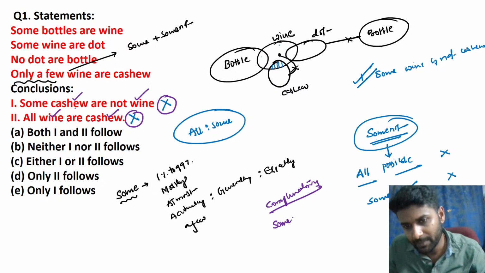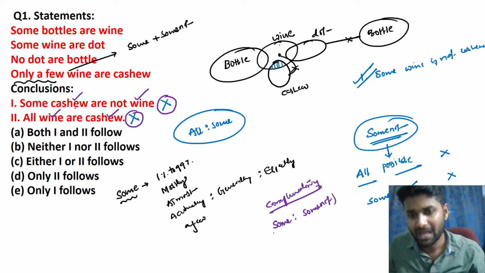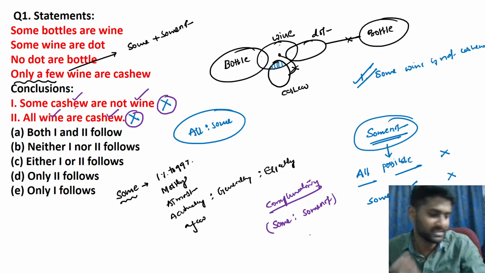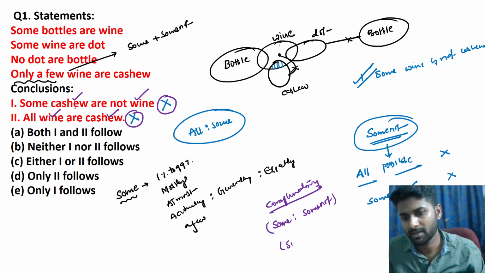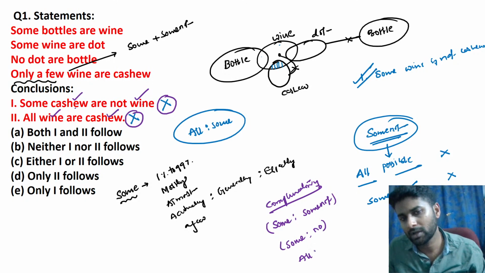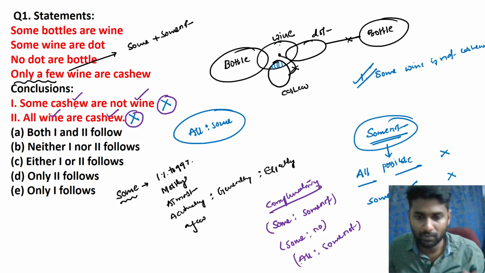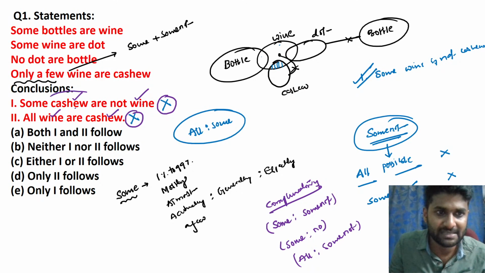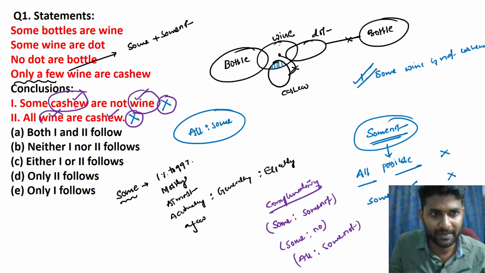So the first complementary pair is some, some not. If one conclusion discusses some, and the other conclusion discusses some not, it is a complementary pair. The same way, some, no is one complementary pair, and all, some not. These are the three complementary pairs, and the most important thing is it must be the same kind of objects in both the conclusions. So let me repeat the entire definition.